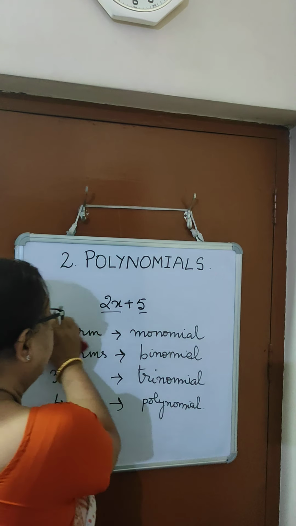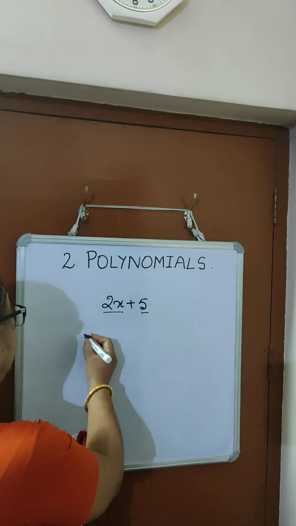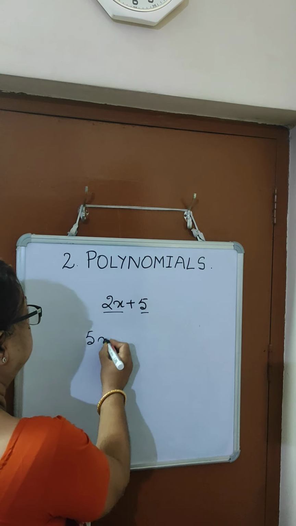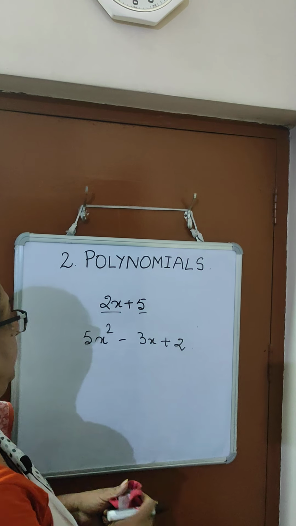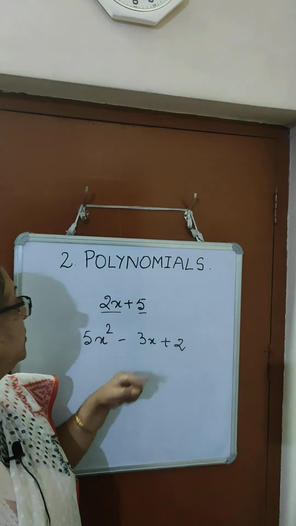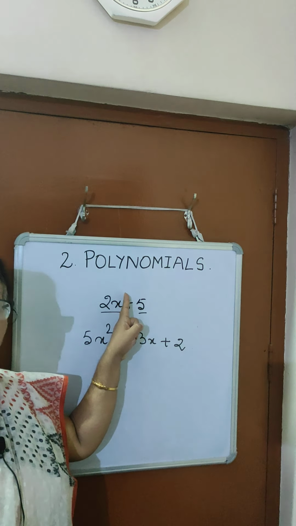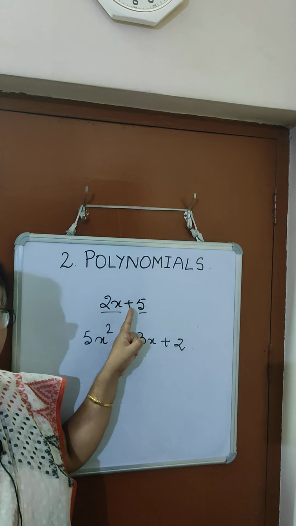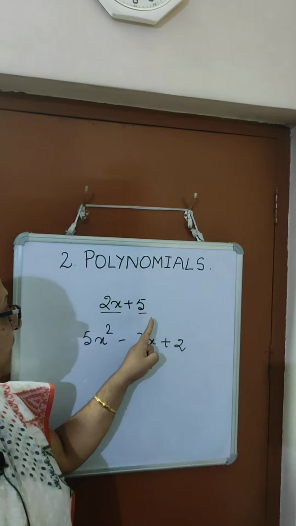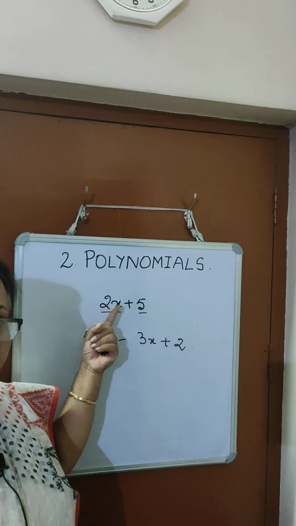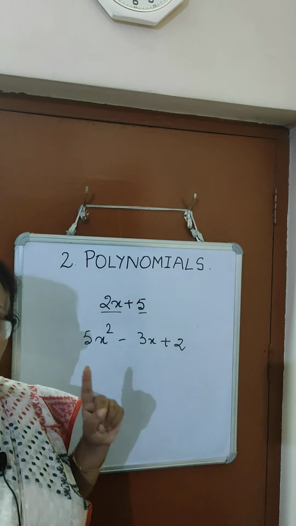Okay, next, suppose we take another polynomial. Now see here, in this polynomial, the power of the variable is 1. We call it degree. Degree is the highest power of the variable. In this polynomial, there is only one variable x and its power is 1. So, degree of this polynomial is 1.